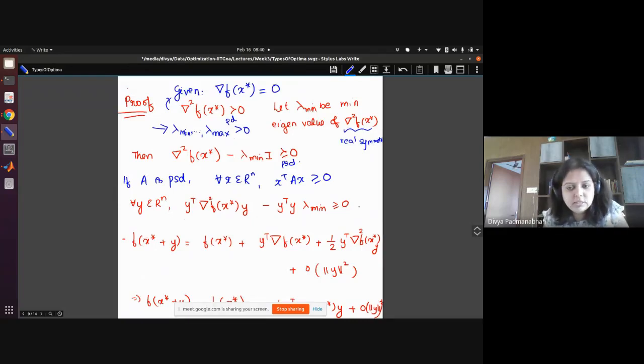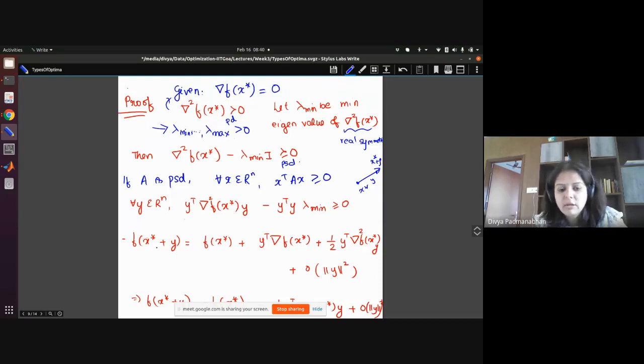So because of the positive semi-definiteness of this, now making use of the Taylor series expansion again, suppose you take any direction y around x star, and you're trying to move. You have x star here, and you're trying to move in the direction y. The new point you get here is x star plus y. We are trying to see how the function value at x star plus y compares to the function at x star. That's what you have to show.